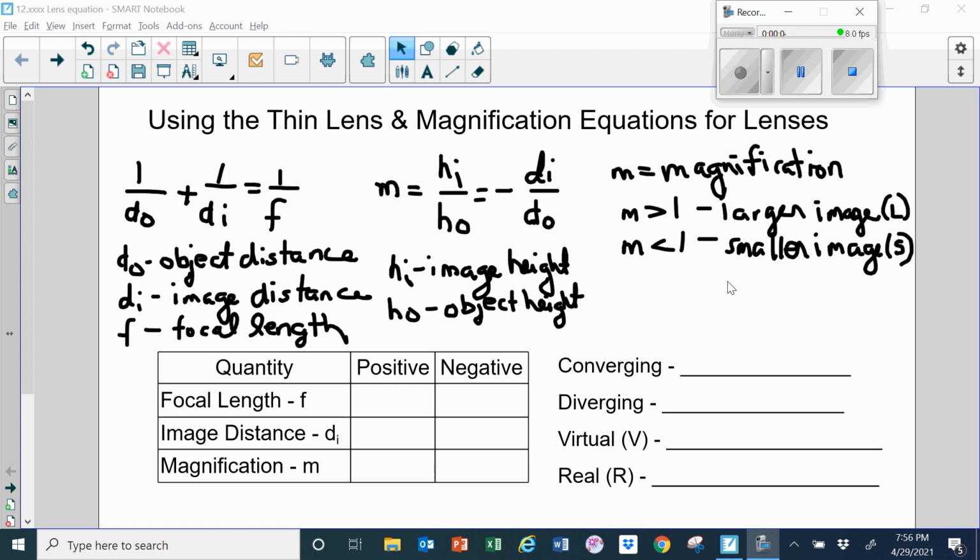Okay, we talked about using ray tracing to look at lens and image geometries. And now I'm going to do it a different way using mathematics, using the thin lens and the magnification equations for lenses to do the same thing. So you can solve this kind of problem both ways or one of the two ways. I think they kind of complement each other.